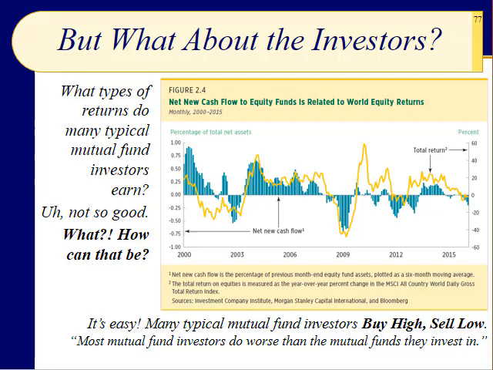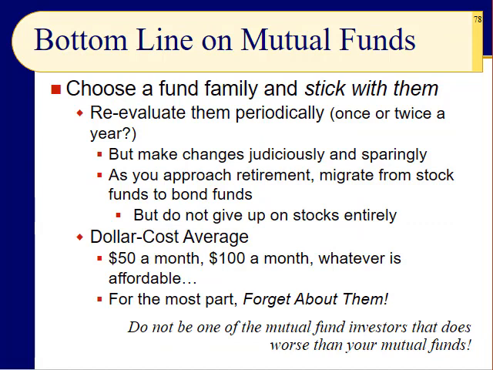Slide 78. What's the bottom line? Choose a fund family, stick with them, reevaluate them periodically. Once or twice a year is enough, folks. But make changes judiciously and sparingly. You like that word, judiciously? As you approach retirement, migrate from stock funds to bond funds, but don't give up on stocks entirely. We'll come back to this idea later on. Stocks and retirement, yeah. Dollar cost average, $50, $100 a month, more if you can afford it, but for the most part, forget about them. Do not be one of the mutual fund investors that does worse than your mutual funds.